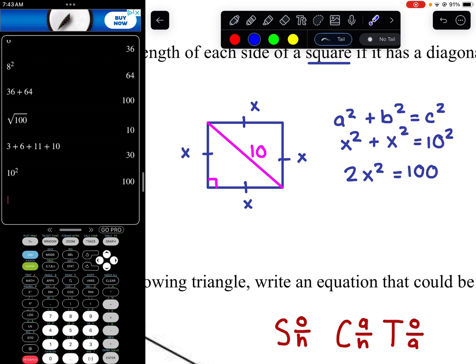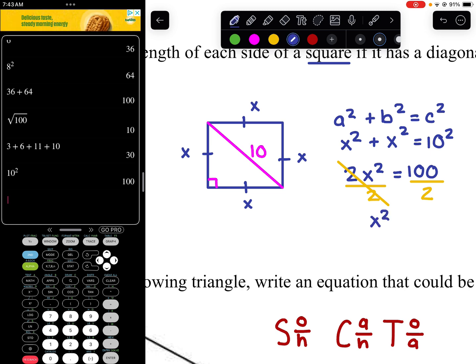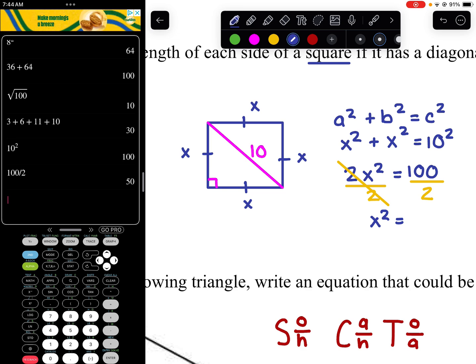To get x alone, you want to get rid of the 2. Again, that came from having 2 x squareds. And so we can get rid of this 2 times x squared by dividing by 2 on both sides. And so these cancel out, and we are left with just x squared. And on the right-hand side, 100 divided by 2 in our calculator gives us 50.